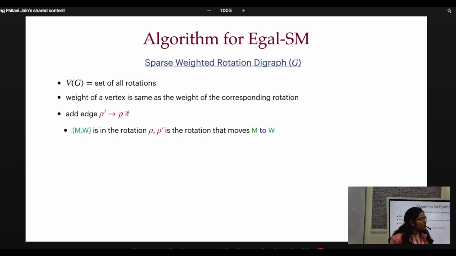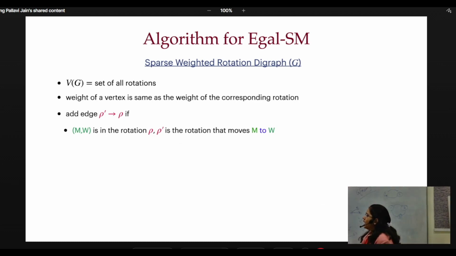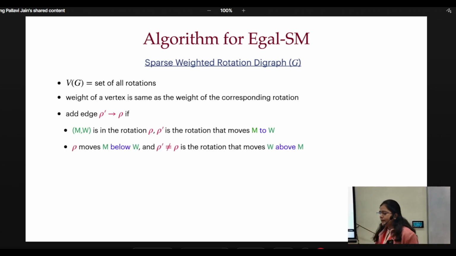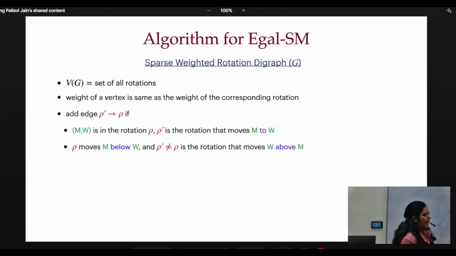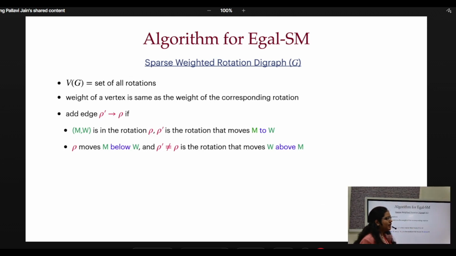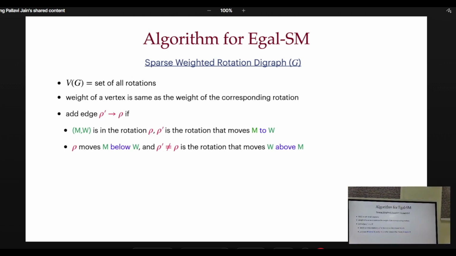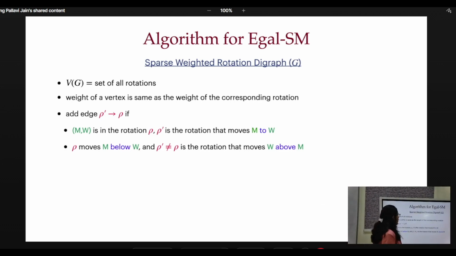Rho prime has to be the predecessor of rho, right? Because rho prime is the rotation that brings M to W. Next, rho moves M below W. MW is not a matching edge here. But something magic happened: M moved below W. And why did it happen? Because in some other rotation, rho prime, W's partner moves above M.